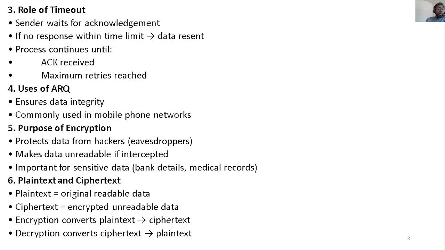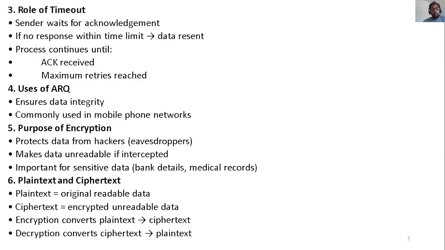Purpose of encryption. There is another concept called encryption. What it does is protect data from hackers and make data unreadable if intercepted. Then hackers are not able to understand it. It is important for sensitive data like bank details and medical records. Then there is plain text and ciphertext. Plain text is the original readable data, and ciphertext is the encrypted data.